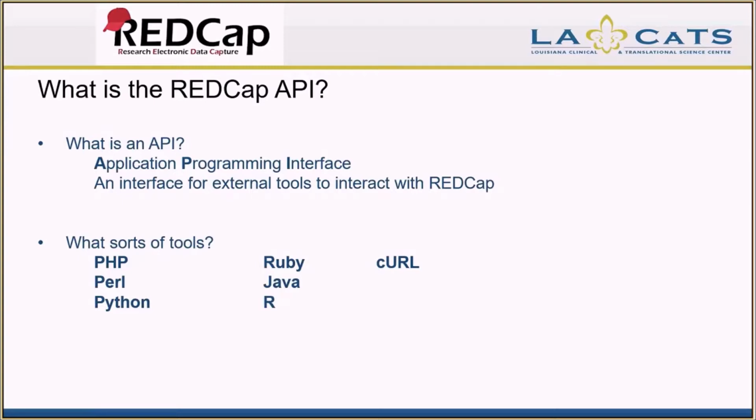So an API is an application programming interface, and that's just a way for external tools, things outside of REDCap, to communicate with REDCap. And I'll show you on the next slide what you're able to do. It's pretty exciting, really, if you've ever wanted to automate some things or schedule some things outside of REDCap. I think you might find this interesting.